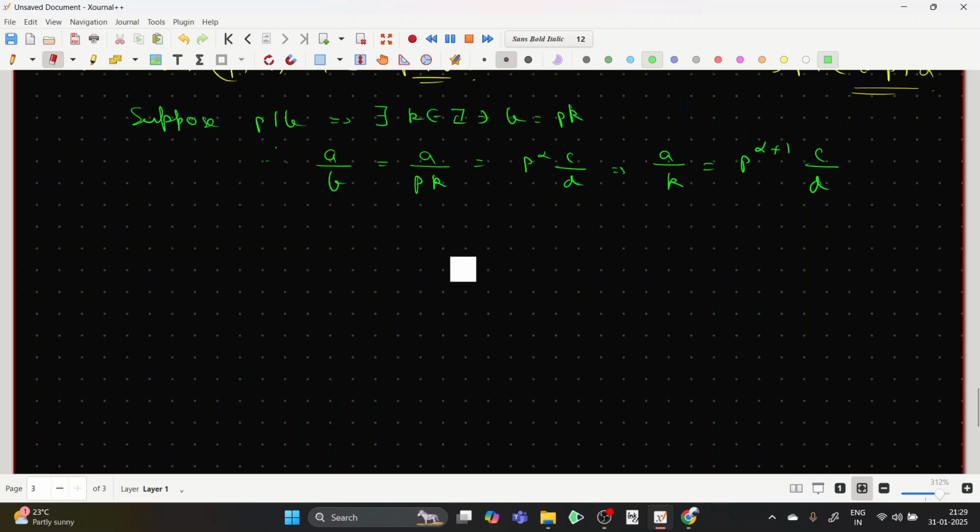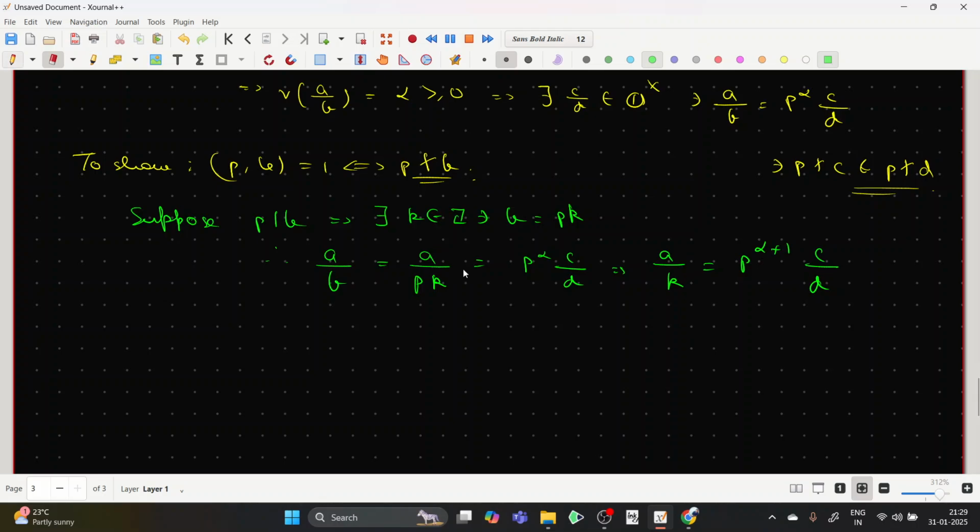So till now the proof was quite simple, but I got evidently stuck here. Let me go back and check what I did. I have assumed p divides b, so I can write b as p times k. So I am getting a/k equals p to the power alpha plus 1 times c/d. Fine enough. So from where can I come up with a contradiction?